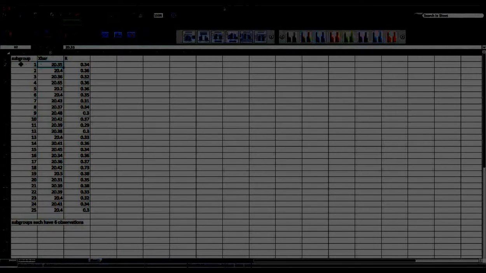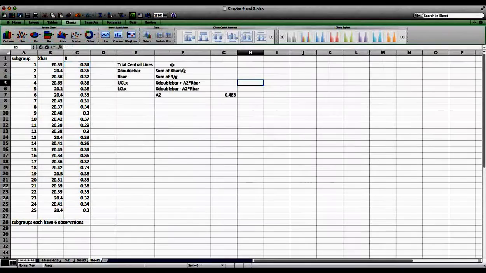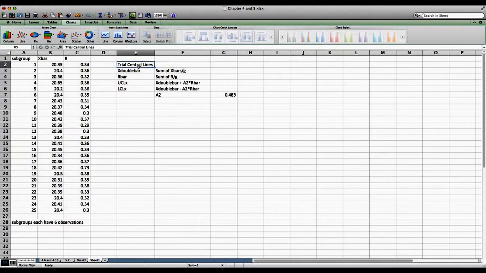For example, subgroup number 1 had 6 observations. The average of those 6 was this X bar of 20.35, and the range of those values, the difference between the highest value and the lowest value, was 0.34. The first thing that I'm going to do is calculate the trial central lines. I'm going to calculate one for the X and one for the R.